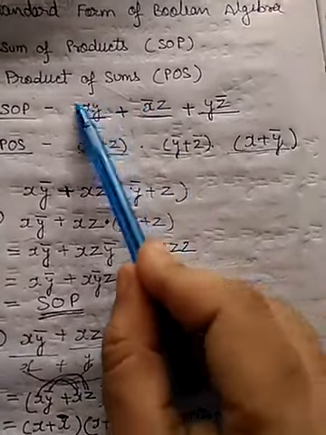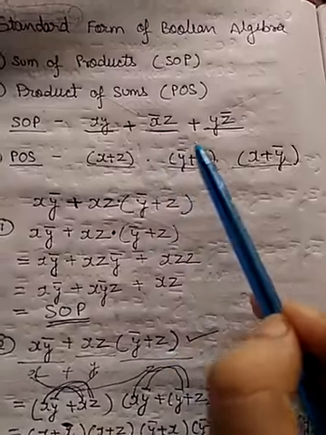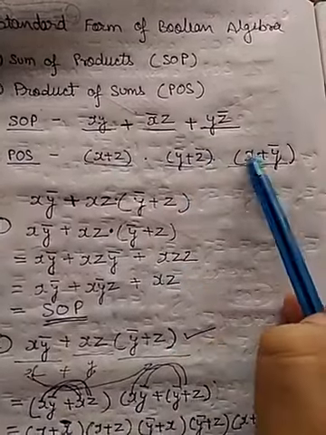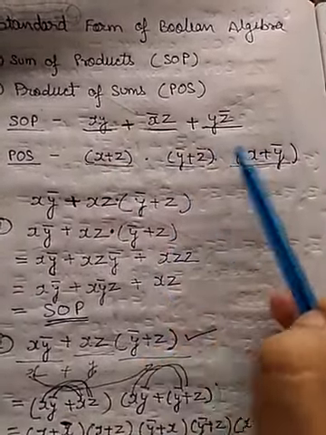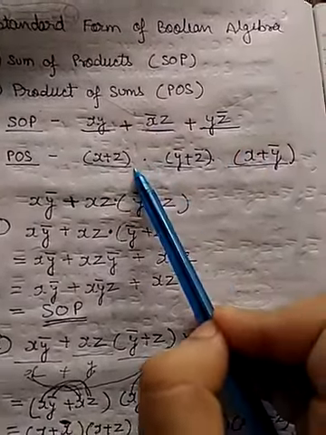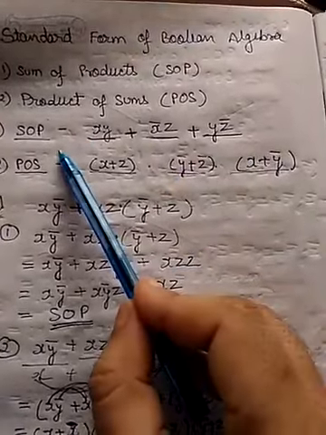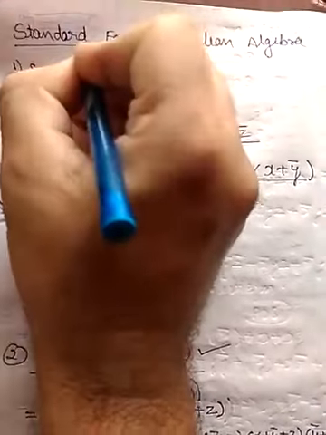Sum of products. Likewise, if product exists between the terms and each term is in the form of sum, then we can say that it is product of sums. So these are two standard forms of Boolean algebra.